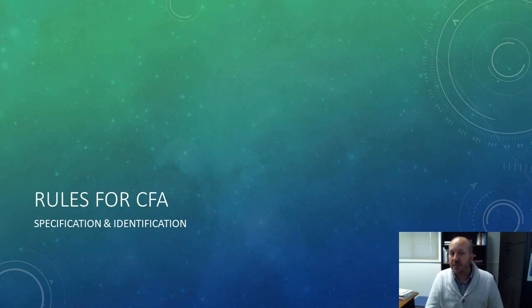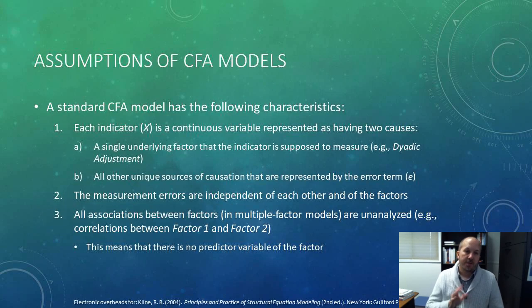This is all about the specification and identification of CFA models and the rules that need to be followed. First, assumptions of CFA models. CFA models assume that each indicator is a continuous variable represented as having two causes. So that continuous variable, or manifest variable, or indicator, has two causes. The first cause is a single underlying factor, that latent factor, that the indicator is supposed to measure, like when we talked about dyadic adjustment above, or therapeutic alliance with goals, tasks, and bonds. Goals, tasks, and bonds measure that underlying factor of therapeutic alliance. The second possible cause is other unique sources of causation that aren't included in the factor and are represented by the error. So in a CFA, our indicator is expected to be caused by our underlying factor and error.